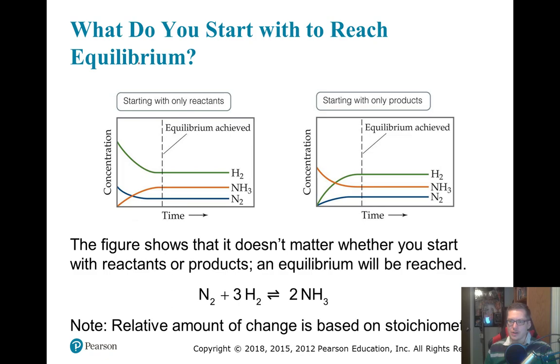All right, what do you start with to reach equilibrium? So look at this. This is pretty interesting. In this specific reaction, looking at the Haber process again, we started with only reactants. We started with N2, that's our blue line here, and H2, that's our green line. As the reaction proceeds, these start to go down, which makes sense, and the H2 is going down faster because it takes 3 of them for each time this reaction completes, and our NH3 starts going up.